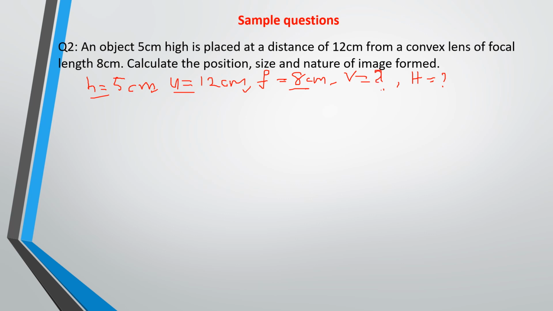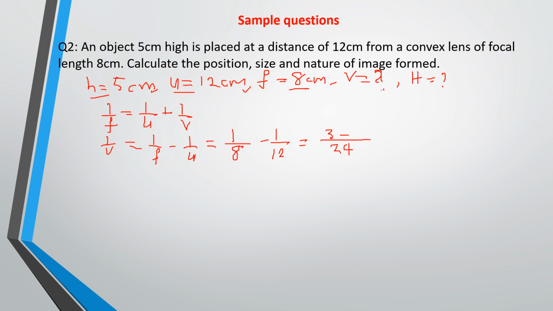Okay, so for us to find the image distance, we'll use the lens formula. 1 over f is equal to 1 over u plus 1 over v. So 1 over v is equal to 1 over f minus 1 over u. Substituting into this equation, you are going to have 1 over 8 minus 1 over 12. So the LCM of 8 and 12 is what? 24. 24 divided by 8 is 3, and 24 divided by 12 is 2. So that gives us 1 over 24.